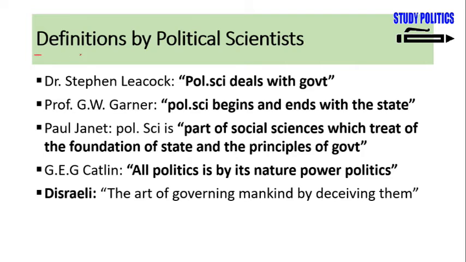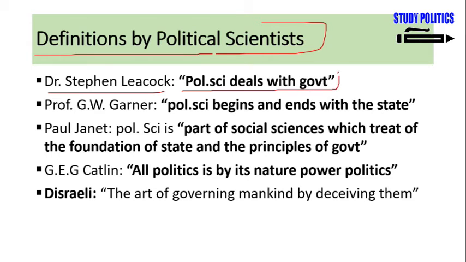Now we will see some definitions of political science given by some eminent political scientists. First, Dr. Stephen Leacock has described political science as that which deals with government. So this is a very simple definition, and here the keyword is government. Since he has described political science as dealing with government, the question is, what is government? To be very short and precise, we can say that a government is a sort of political system by which a country is regulated.